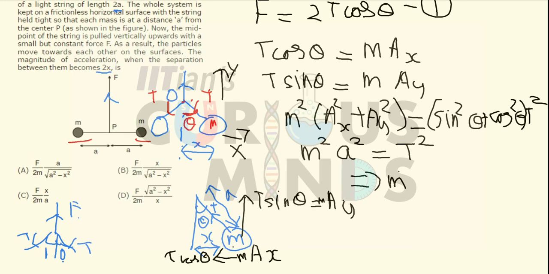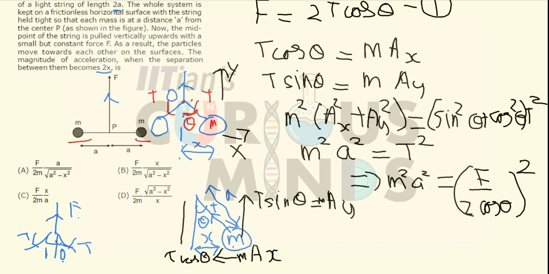So m square A square equals T square. Instead of T square, what will I substitute? F divided by 2 cos theta, the whole square. Now cos theta, if you consider, the center is O and this point is A over here, this is A, this is X, so this length over here will be equal to root of A square minus X square. So cos theta over here is root of A square minus X square divided by A.